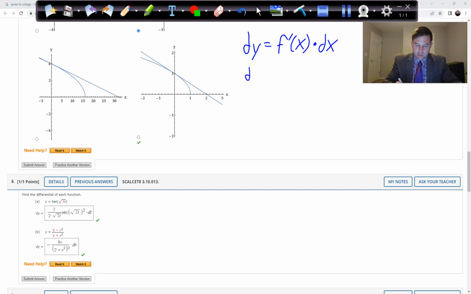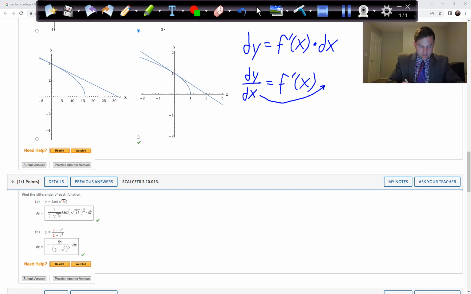Another way to write this is dy/dx, which is another form of the derivative, is just f prime of x. In fact, I might have written it that way back at the beginning of chapter 3 when we first introduced derivatives. So all we did was we moved this dx via multiplication over to the right hand side. Okay, so we have: find the differential of each equation.